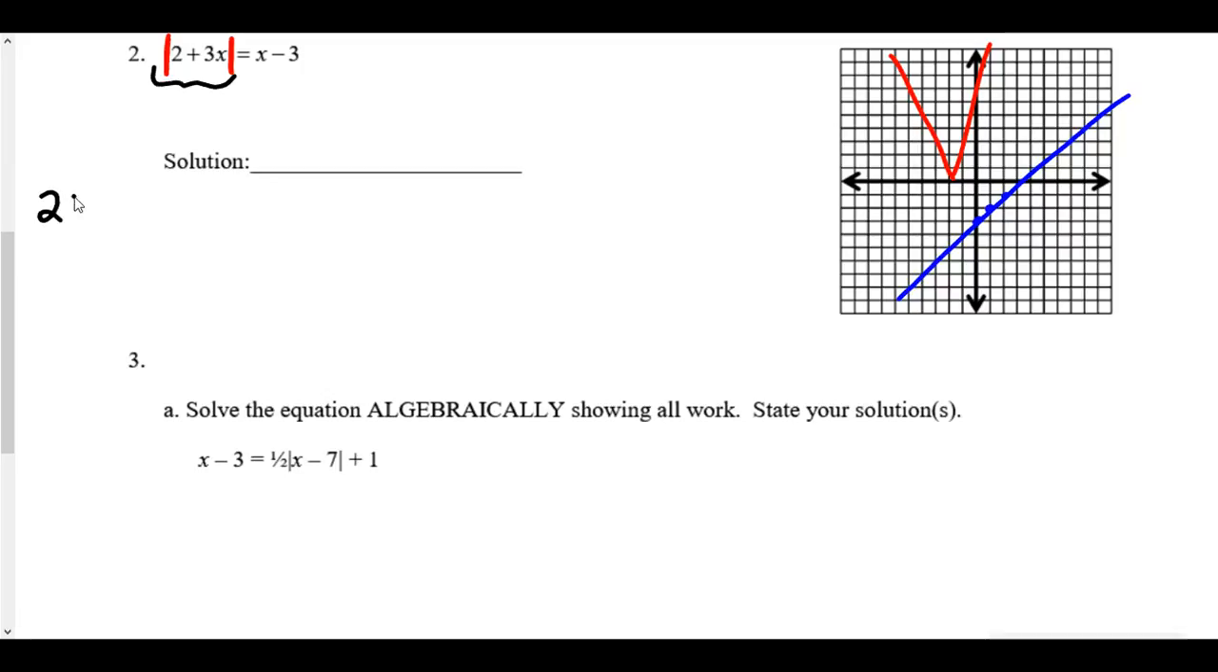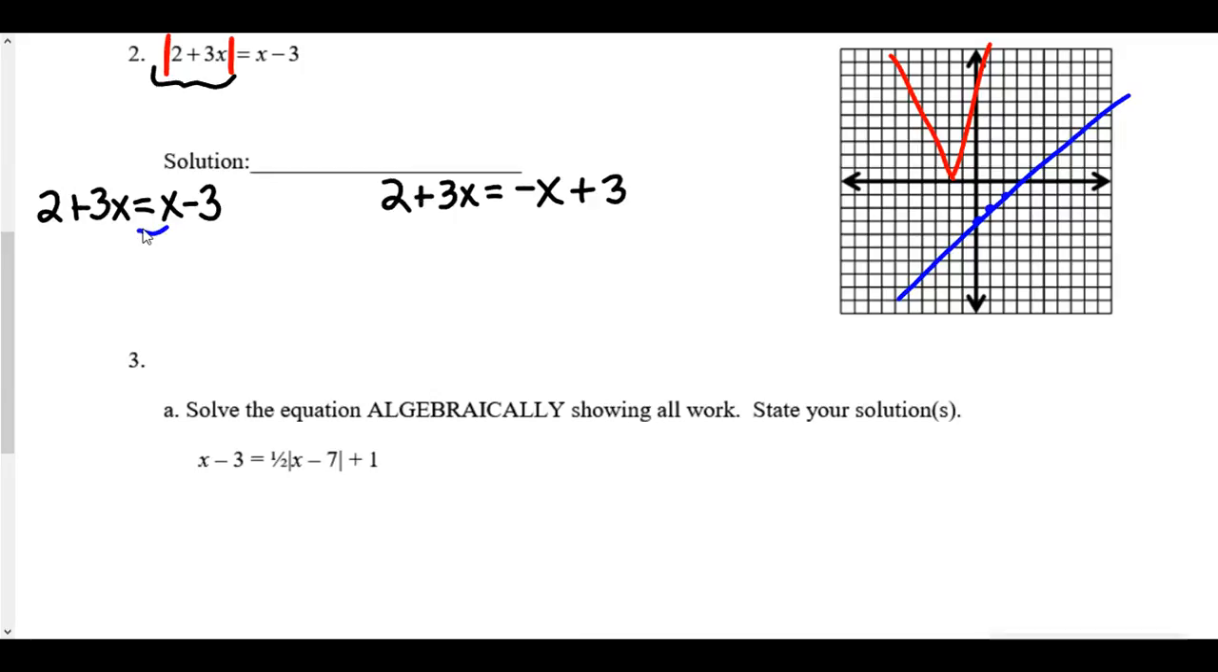Now I'm going to break into two parts. If what's inside were positive, it would equal x minus 3. If what's inside were negative, I'm going to drop the symbol and then take the opposite of the right. So that would give me a -x plus 3. Now I have to solve both of these equations.